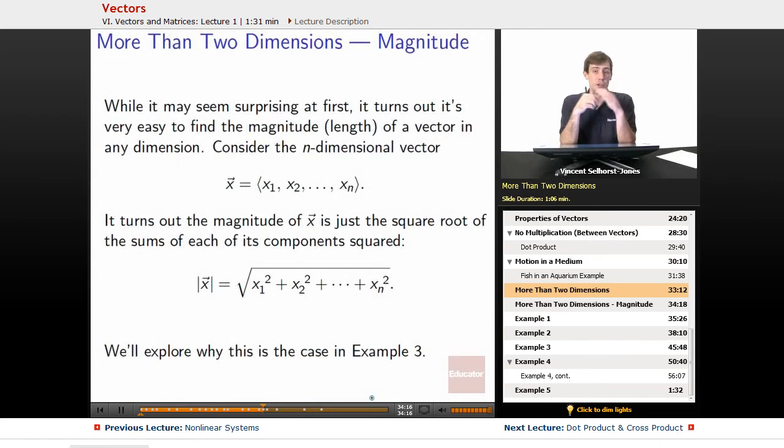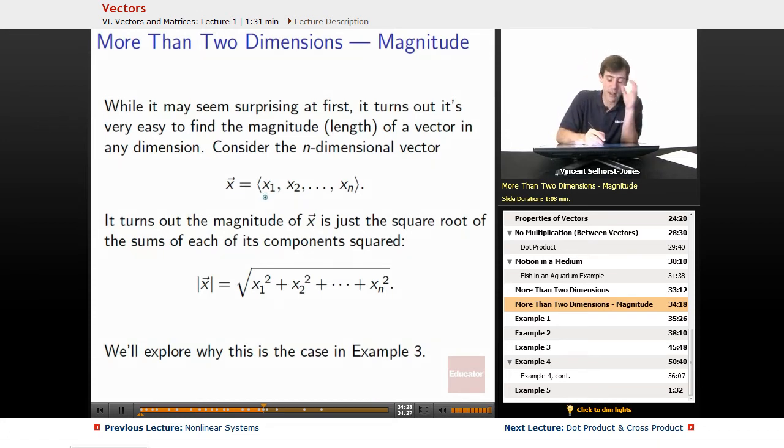We can also talk about the magnitude of something that's higher than 2 dimensions. It might seem a little surprising at first, but it turns out it's actually really easy to figure out the magnitude, the length of a vector in any dimension. Consider the n-dimensional vector x, where vector x is x1, the first component of x, comma x2, the second component of x, all the way up until we get to xn, the nth component of x. Now it turns out the magnitude of our vector x is just the square root of the sum of each of its components squared. Now, that seems a little bit confusing, but it makes sense. The length of our vector x is equal to the square root of the first component squared plus the second component squared plus all the way up until the nth component, our last component, squared.